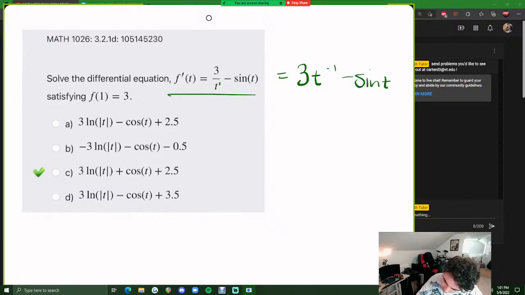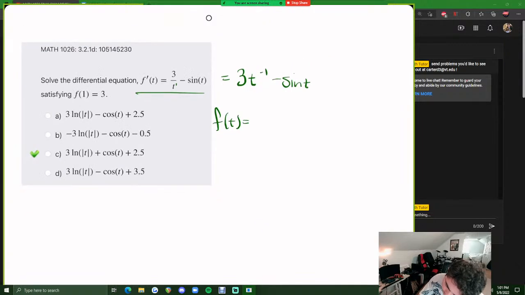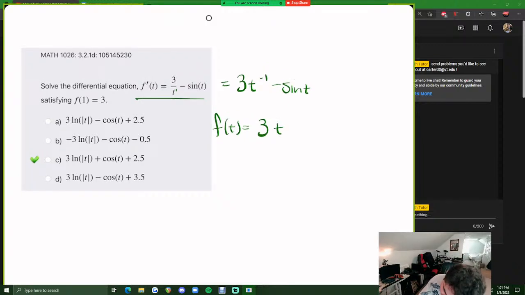So now we have everything rewritten in order to find the antiderivative. So f of t should be equal to 3. That 3 stays. And then t to the negative 1, we want to add 1 to the exponent. Oh, I'm mistaken. What happens when we add 1 to the exponent? We get t to the 0, but even worse, we would then divide by 0. I'm tripping. That's not how we want to do it.